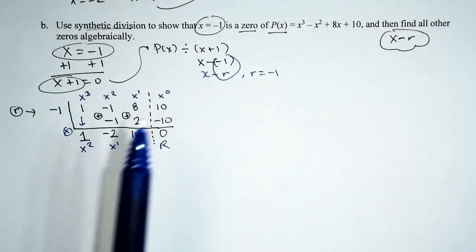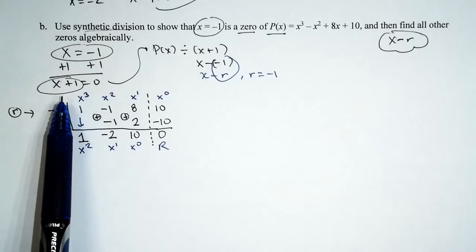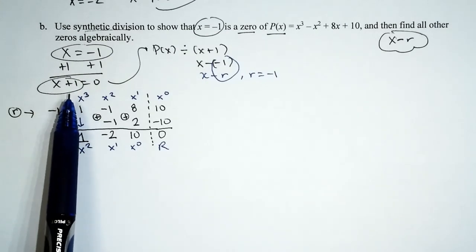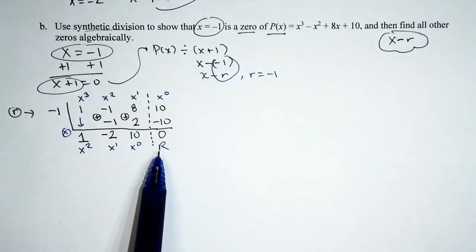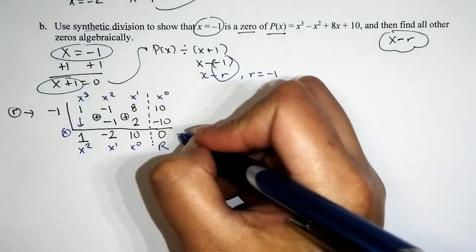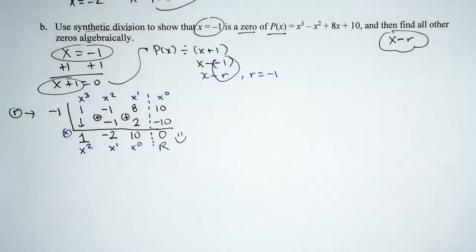Now, what did we say? We had said that if -1 is a 0, then x plus 1 should be a factor. And if x plus 1 is a factor, when we divide by x plus 1, the remainder should be 0. We have shown that -1 is a 0. So now we have to find the rest of the zeros algebraically.